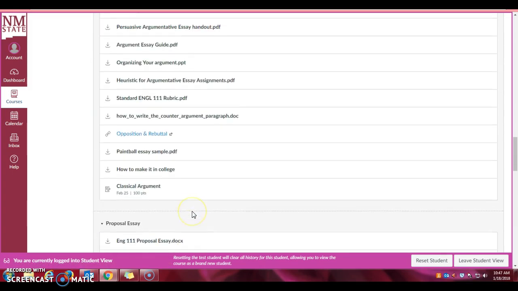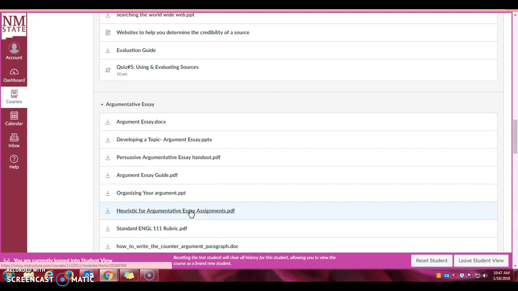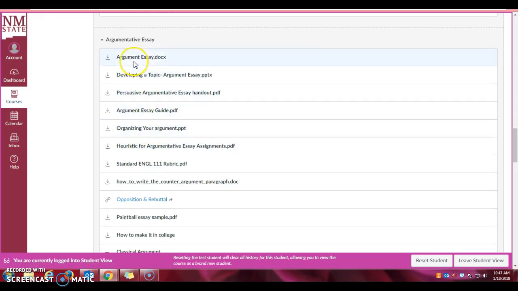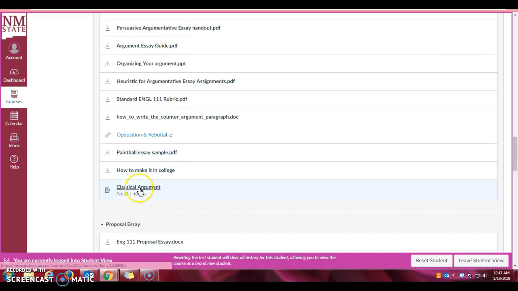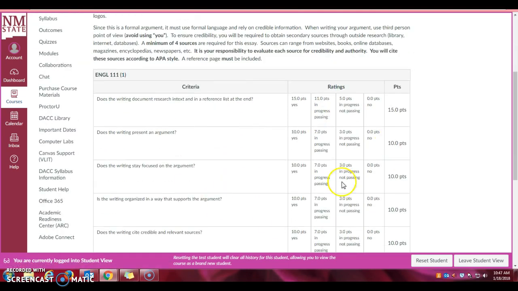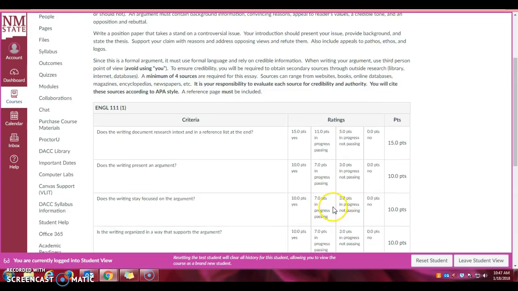So I suggest that if you're trying to find files or anything like that, use the modules, because that's how I organized them. For example, if you want to look at the instructions for the argumentative essay, just click here. If you want to submit your essay, just click here at the very end, and it shows you the assignment and the rubric that I'm using to grade.